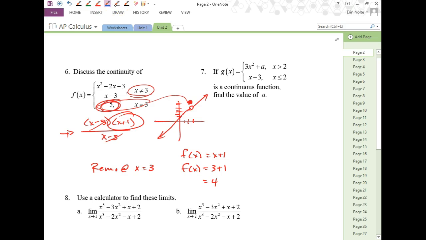Number 7, they ask us to find the value of a, and they specifically say that this function is continuous. So if we know that this is continuous and we have a piecewise function, that means on the top, 3x squared plus a looks like what? A parabola. So we got this parabola, and then when x is 2, it stops. And then we got x minus 3, which looks like a linear function, and then it goes up. For this function to be continuous, they need to meet at the exact same spot.